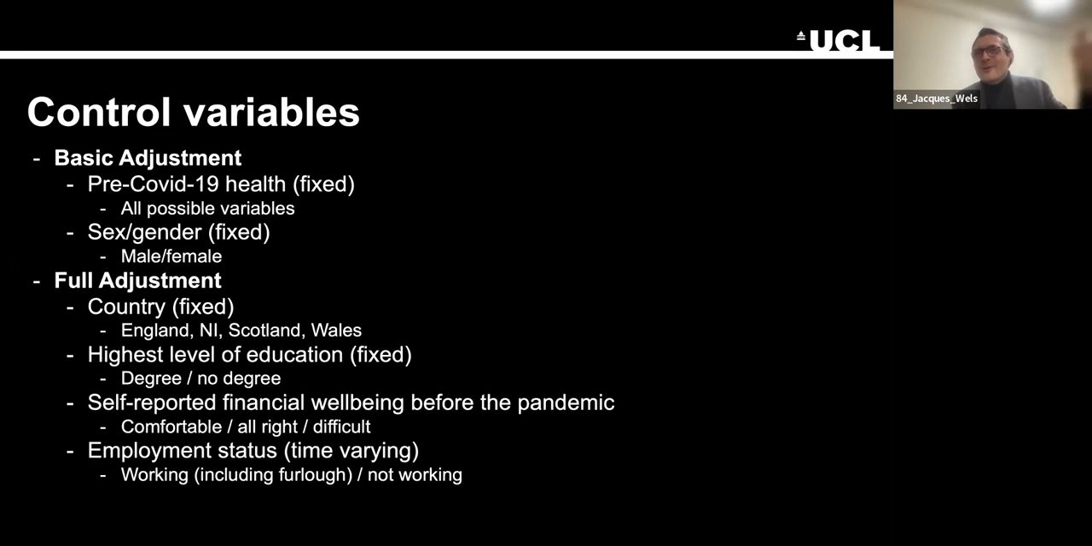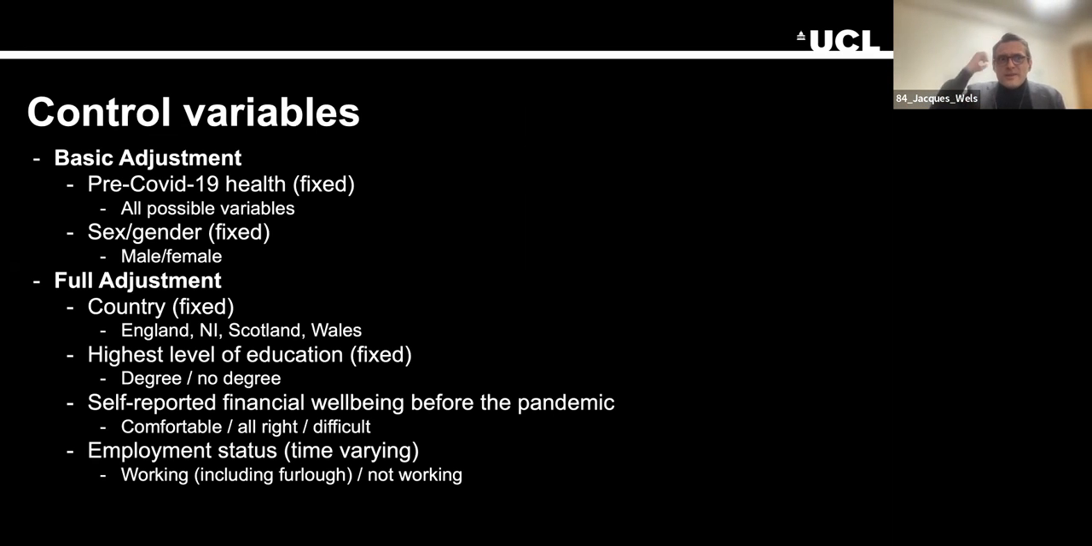And we control for a set of, I don't like the term covariates, so I should say we control for control variables, and we have 2 levels of adjustment: a basic adjustment where we only control for pre-pandemic health measurements that were available in pre-pandemic sweeps. We also control for sex or gender. It was not phrased the same way across the studies. So sex or gender, depending on the studies.